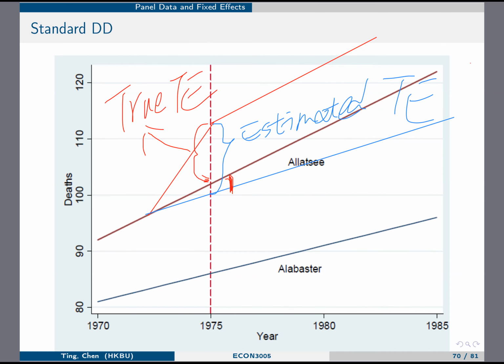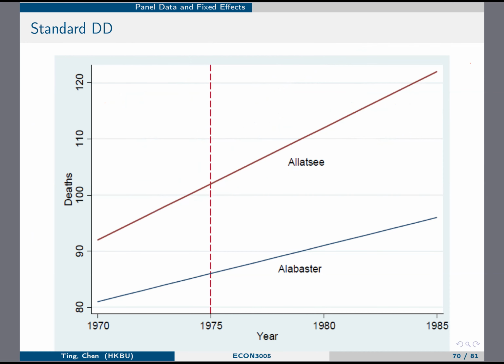In the case that the treatment group actually has a lower growth rate than the control group, then we are likely to underestimate the treatment effect, because we will subtract the trend difference from the true treatment effect in that case. Okay.